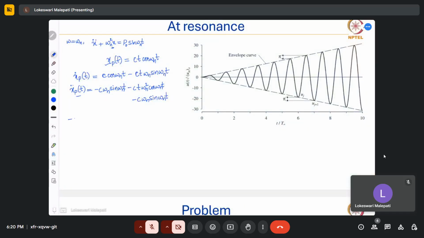So if we substitute this and this in this equation, here we have minus 2c omega n sin omega nt minus ct omega n square cos omega nt plus ct omega n square cos omega nt. This is equal to p naught sin omega nt. So these two terms get cancelled.